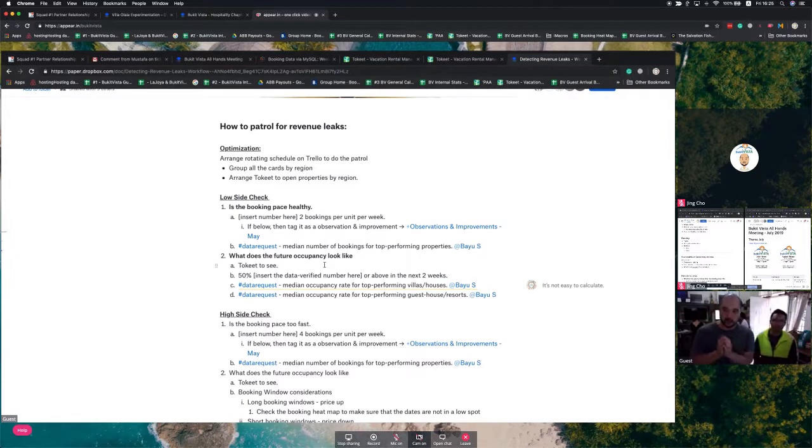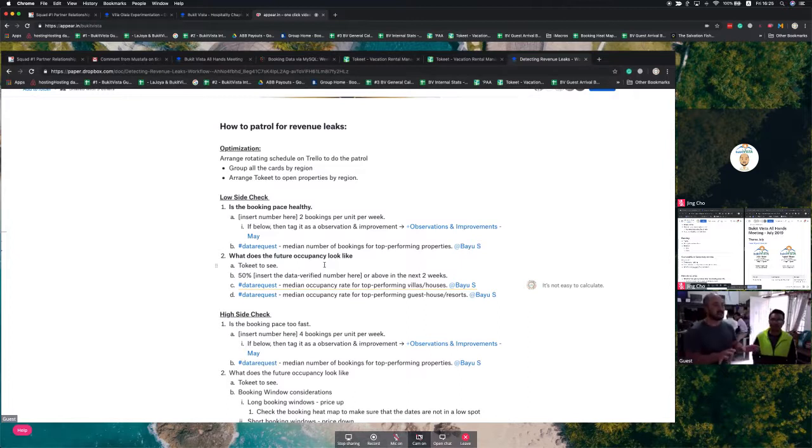And I don't look at revenue, because revenue is the fruit. I look at the tree. I look at the root causes. If the root causes are messed up, then the revenue will always suffer. So I don't need to start by looking at the revenue. I just look at this: is the booking pace healthy? Now, I've noticed that 2 bookings per unit per week is healthy. So if it's a 5-bedroom place, 10 bookings a week.